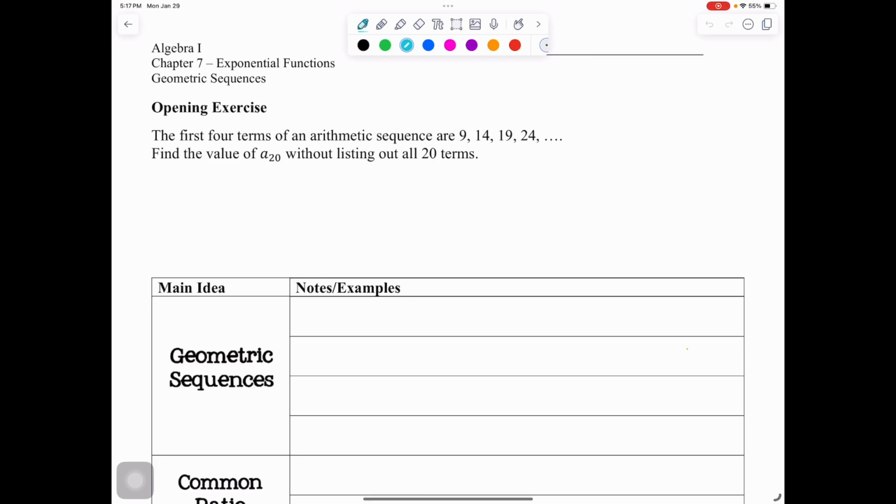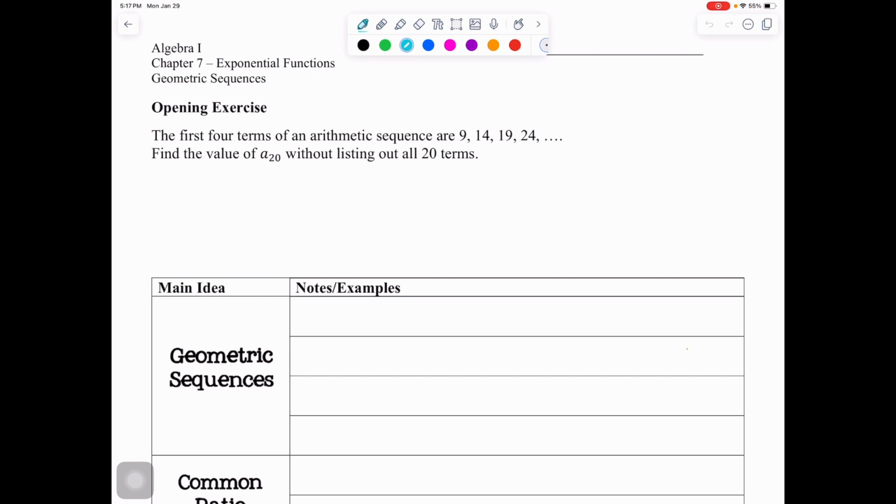Today's lesson is called Geometric Sequences. So to start, I would like you to try the opening exercise. It says the first four terms of an arithmetic sequence are 9, 14, 19, 24, and then you can see the ellipsis showing that pattern is going to continue. I'd like you to find the value of a sub 20 without listing out all 20 terms.